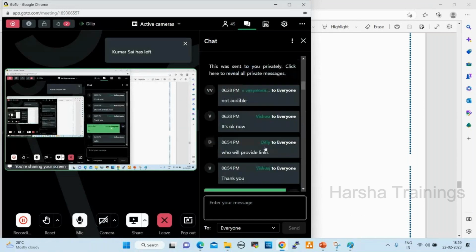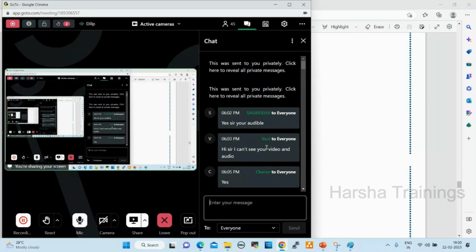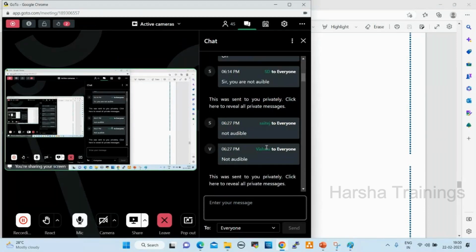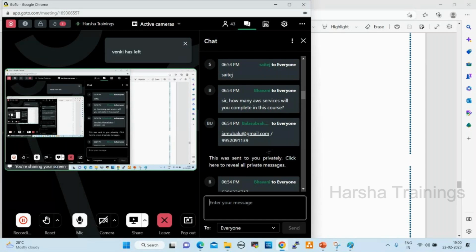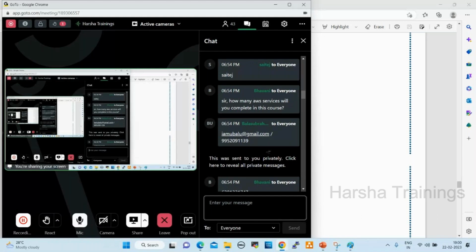Any other questions, anyone here? As an AWS architect, what type of job roles are there in this course? Basically, on only AWS, there are no jobs. Clearly, I'm saying. If you are good in AWS, along with AWS, at least one or two DevOps tools are required. AWS is very important; it is a platform. Along with this, you require one or two DevOps tools also.